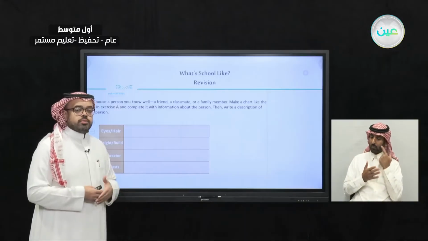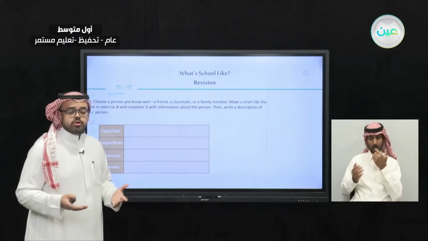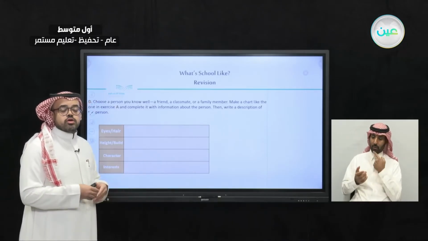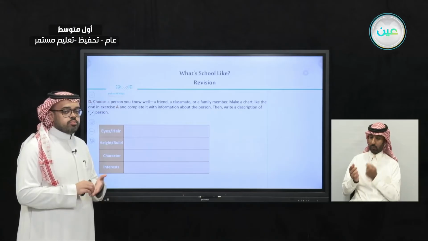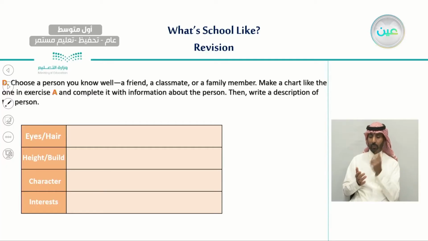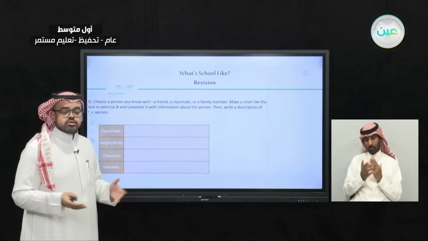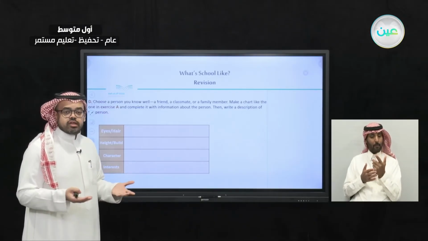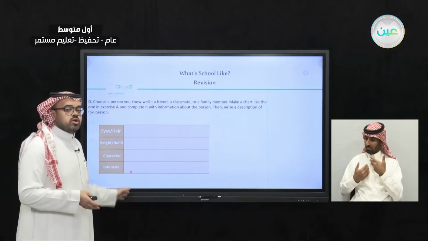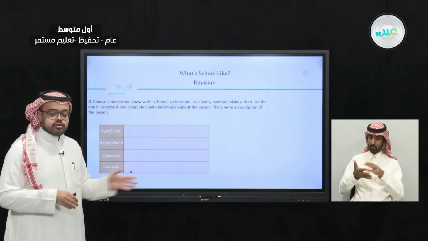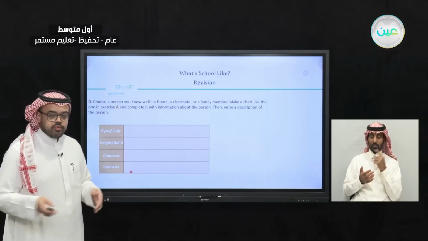And the last one, we said to try to make a chart like this one and interview maybe a classmate, a family member, or a friend about those questions. Just write down his physical appearance, the color of his eyes and hair, and also his height and build, and what he is like, his character, and what he likes, his interests, and make similar charts for other friends.